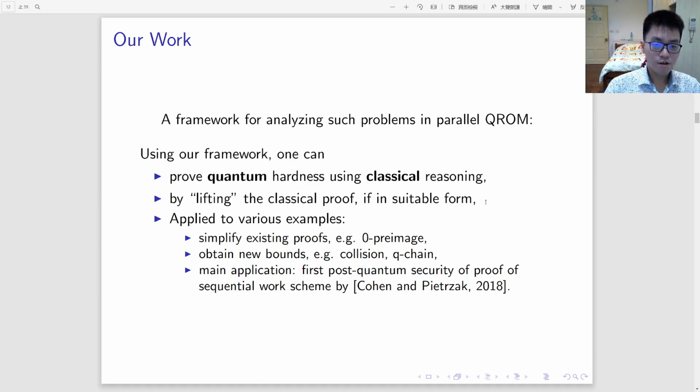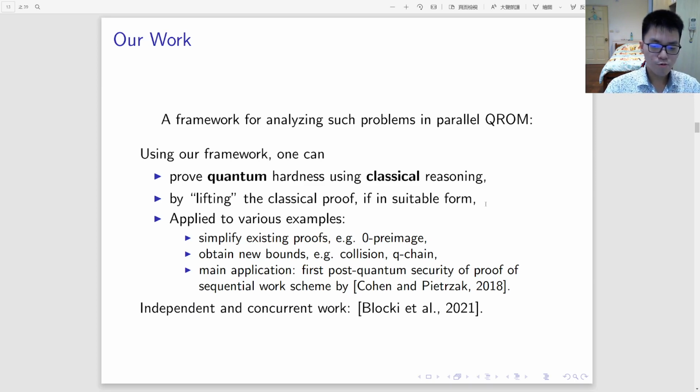As a main application of our framework, we also give the first post-quantum security proof of the PoSW scheme proposed by Cohen and Pietrzak in 2018. So the PoSW scheme, or the proof of sequential work scheme, is a cryptographic primitive that is important in the context of blockchain. In the PoSW scheme, the prover tries to convince the verifier that a certain amount of sequential computation work has been done by the prover.